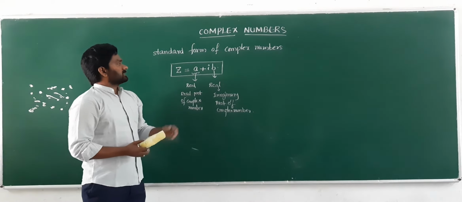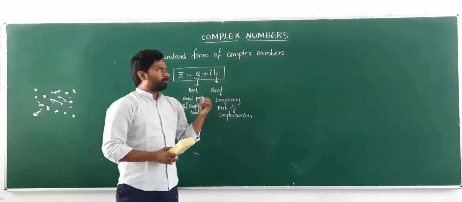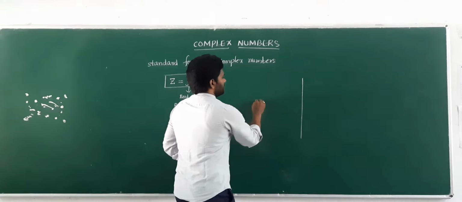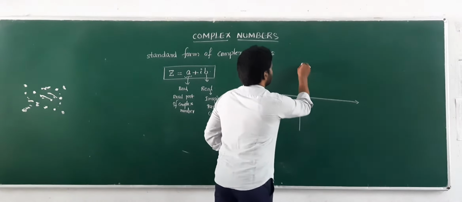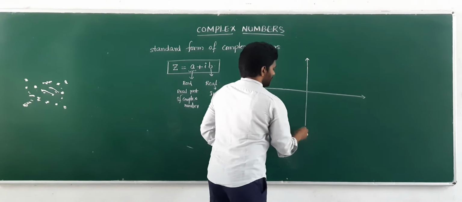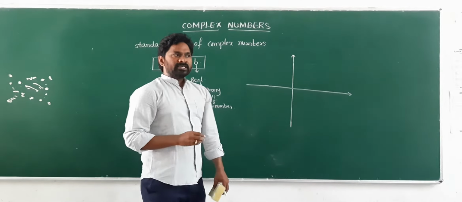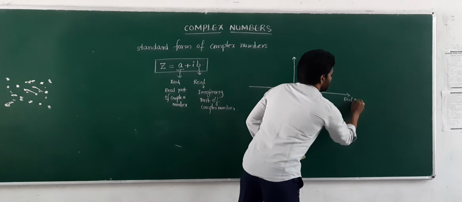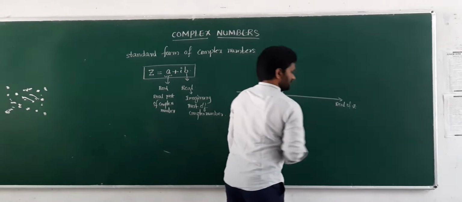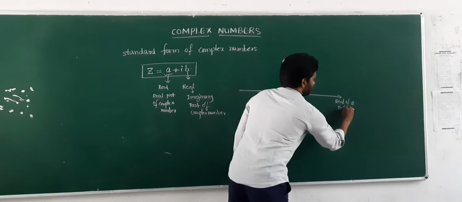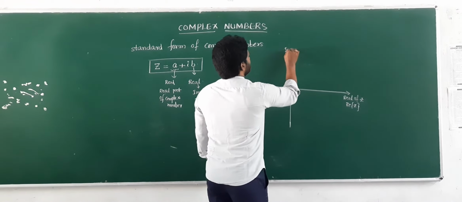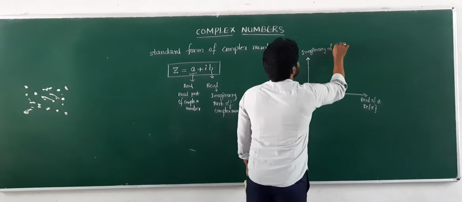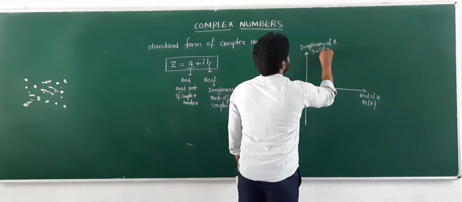To represent these complex numbers, Argand has proposed a new graphical representation called the Argand plane. So what is an Argand plane? It is a plot drawn between the real values of the complex number z, in general written as real of z, and the imaginary values, in general called imaginary of z.